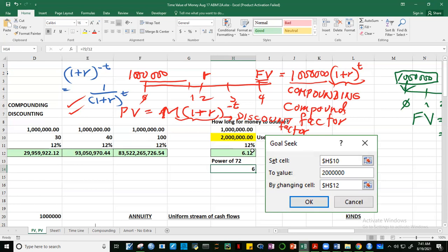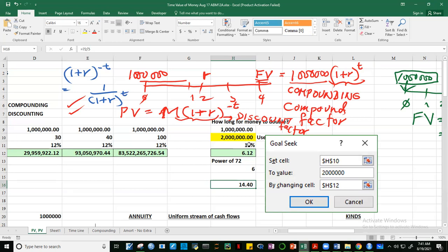If the rate of return is, for example, 5%, it's simply 72 divided by 5. So you get 14 point something years. This is just an approximate, a quick computation. If you want to get the exact, well, we can solve it using Goal Seek.